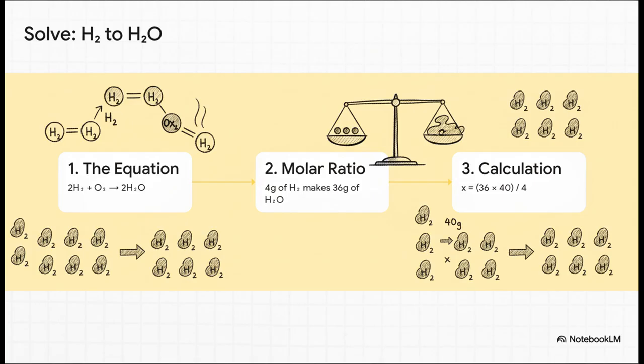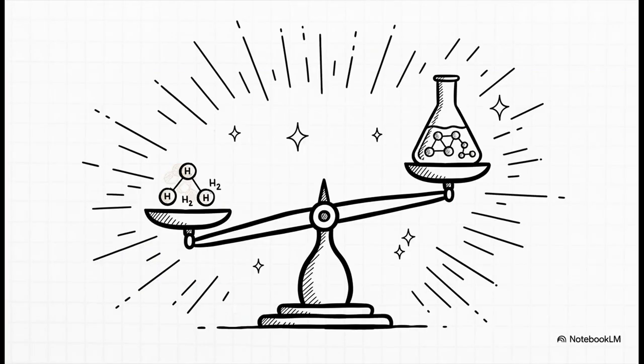Now for the easy part, we just scale it up. If 4 grams gets us 36, what do you think 40 grams will get us? You got it, 360 grams of water. That's it. See? By understanding the concept of the mole and using these balanced equations, we can predict exactly how much stuff we're going to get. This isn't magic, it's not guesswork. It's the incredible predictive power of chemistry.